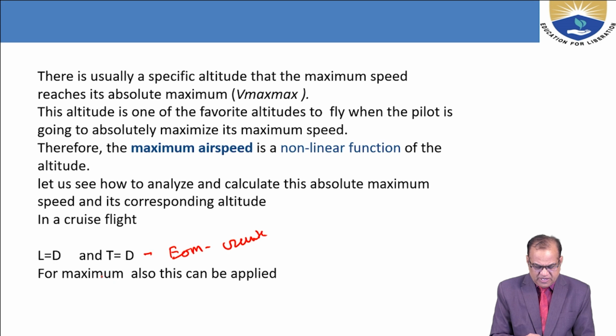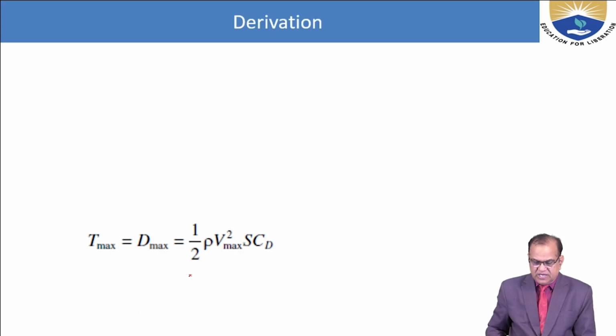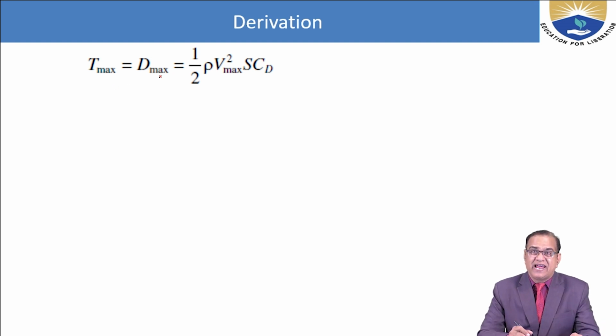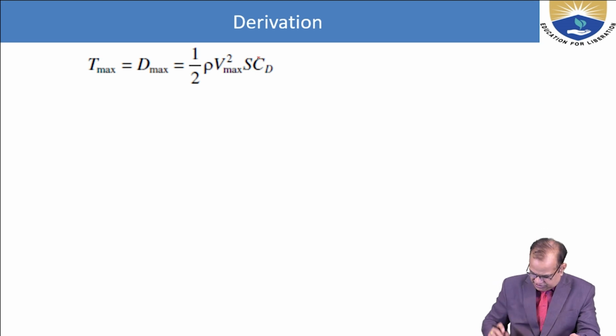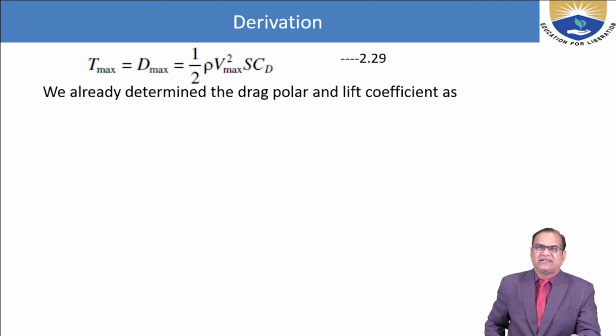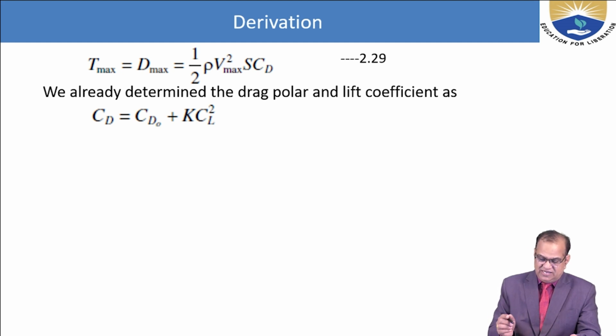For maximum thrust, this can also be applied. So we can see that for thrust maximum, the drag is maximum: half rho V square maximum S into CD, and we already determined the drag polar and the lift coefficient as CD is equal to CD naught plus. So for the thrust maximum, drag will be maximum and the velocity will be maximum.